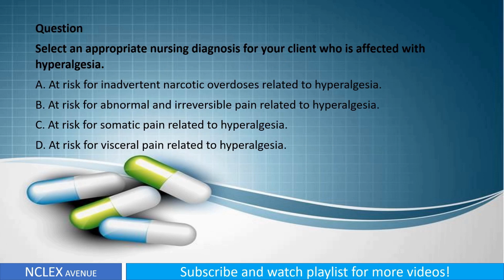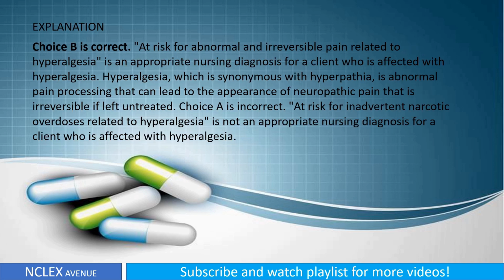Question. Select an appropriate nursing diagnosis for your client who is affected with hyperalgesia. A. At risk for inadvertent narcotic overdoses related to hyperalgesia. B. At risk for abnormal and irreversible pain related to hyperalgesia. C. At risk for somatic pain related to hyperalgesia. D. At risk for visceral pain related to hyperalgesia.